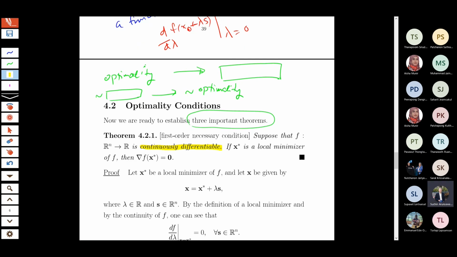So here x star is a minimizer. If x star is a minimizer, what are the conditions in the box? Then if the conditions in the box are not true, then x star, of course, is not a minimizer, right?